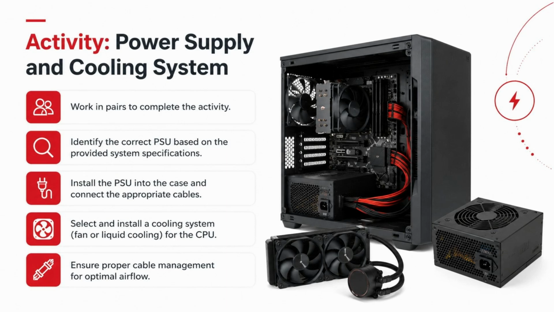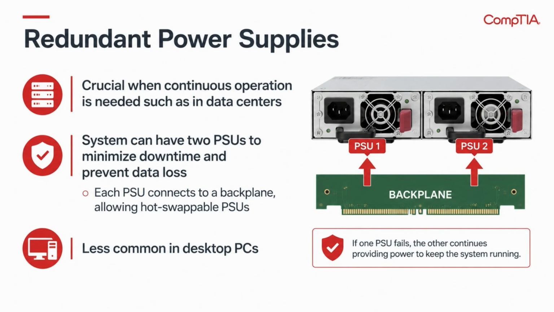In pairs, you will identify the correct power supply for a system's specifications, install it, manage the cables for airflow, and select and install the appropriate CPU cooling system. Redundant power supplies are crucial for high-availability environments like data centers. By using 2 PSUs, the system can stay operational if one fails, preventing downtime and data loss. These units connect to a backplane and are hot swappable.